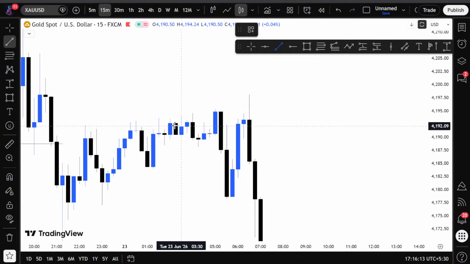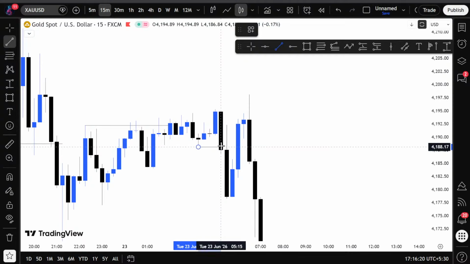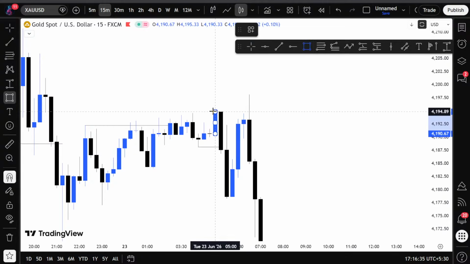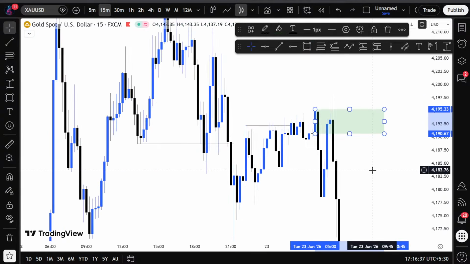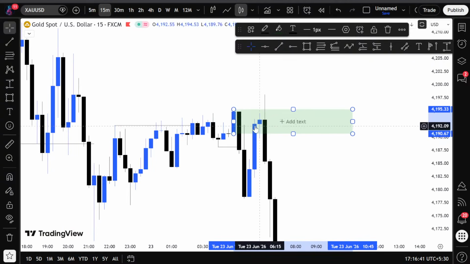Because after this breaker structure, this was our low and this was our change of character. So the first area was this one. There was no FVG or no supply to support this one. So what will price do? Price will test this area, but this area is also aligned with our structural area. So it is likely to get swept.